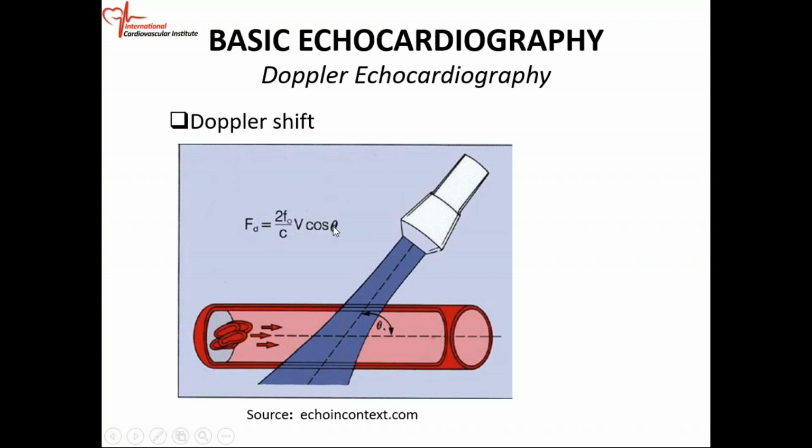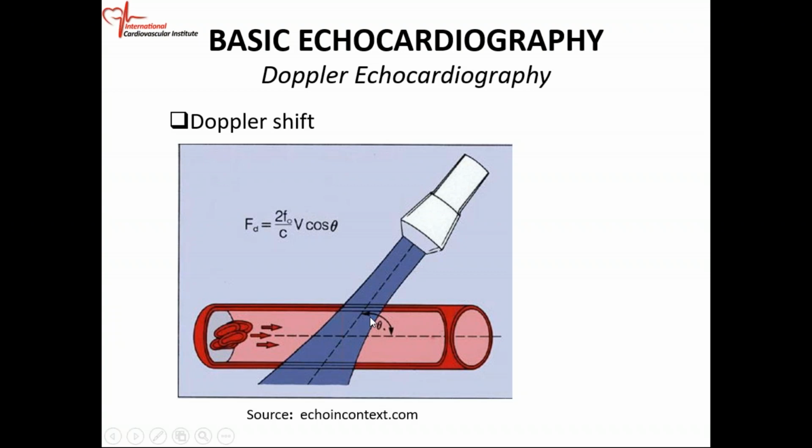As opposed to if you're increasing the angle, if this theta increases, say it's 90 degrees, you're vertical, you're perpendicular to the moving structure, then you have cosine of 90. Cosine of 90 is 0. So you're not going to get any Doppler shift. You will not see anything on your ultrasound monitor if this angle is 90 degrees.